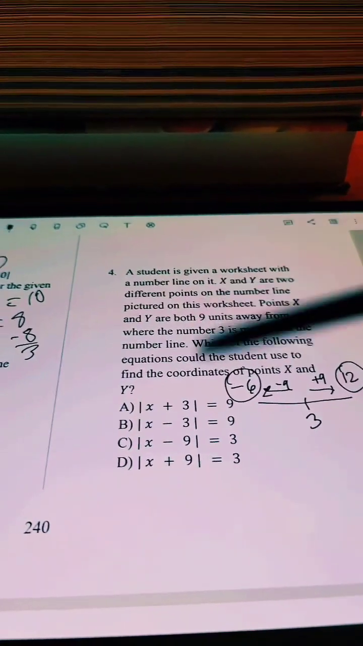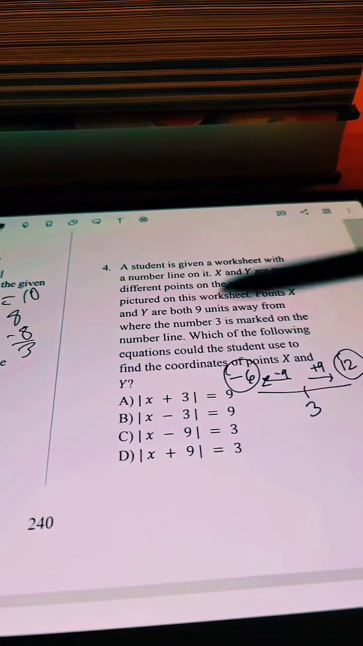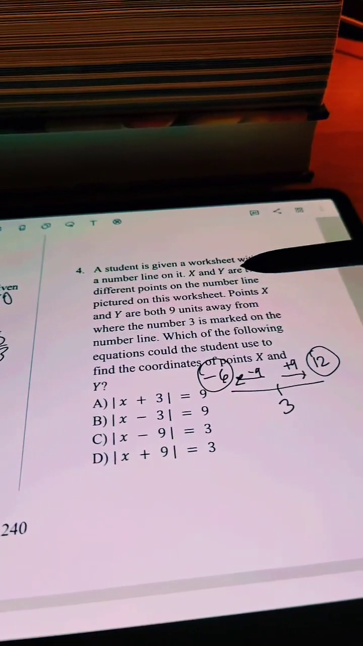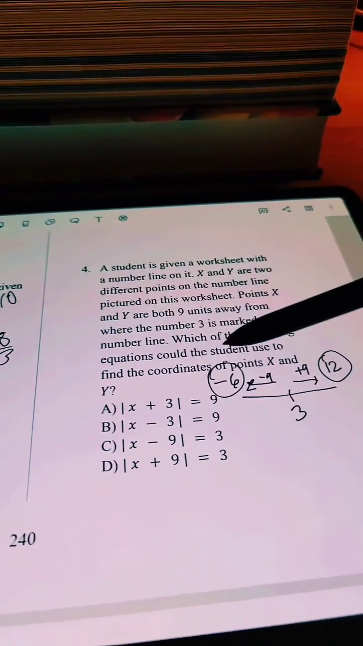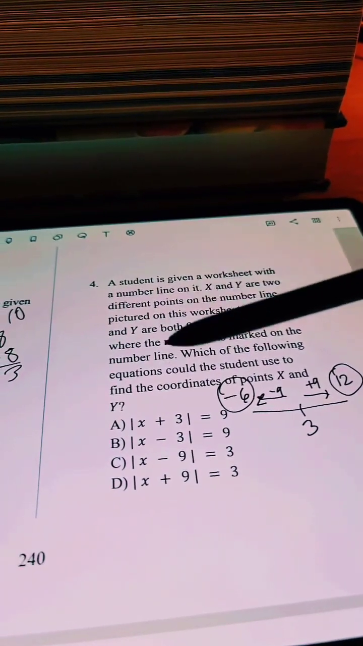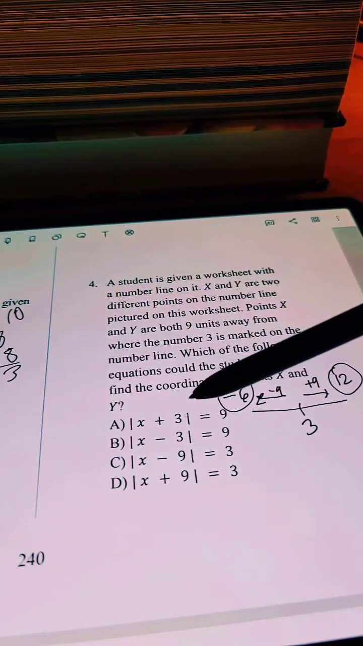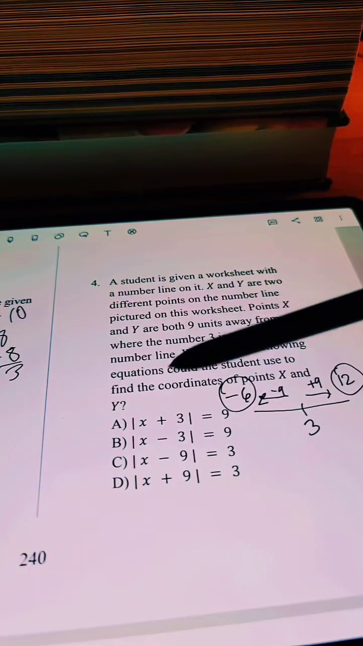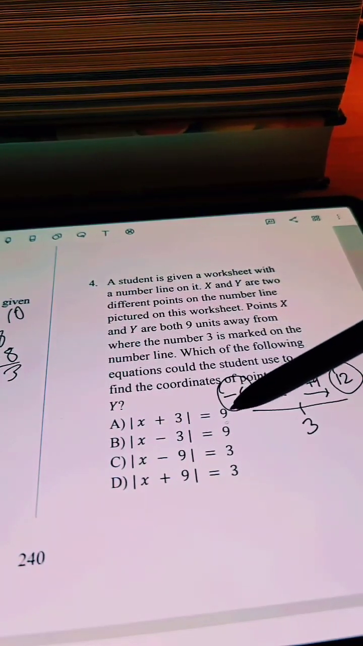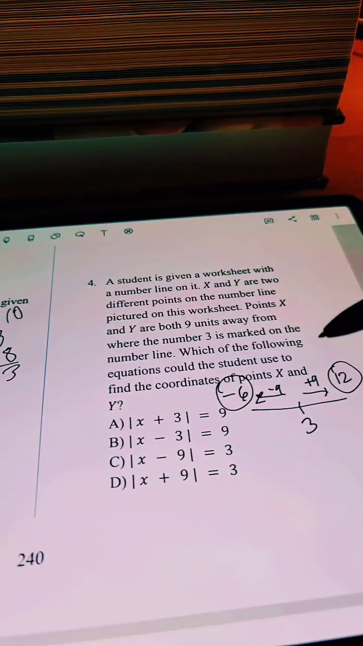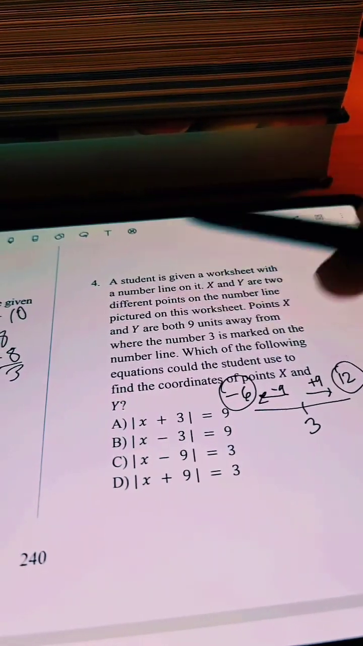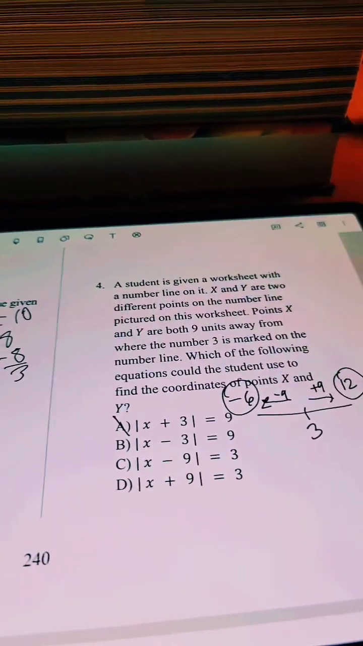So we have to think what fits this scenario logically. So you could just plug in values and see. So you could say, okay, -6 plus 3, that's going to be, well, definitely not 9 when you do the absolute value, because negative 6 plus 3 is negative 3. Absolute value of negative 3 is not 9, it's positive 3. So it can't be that one.